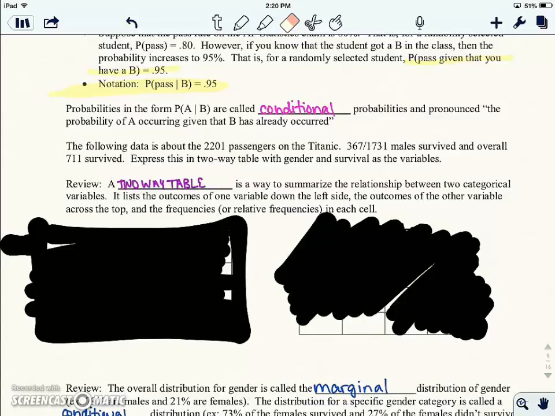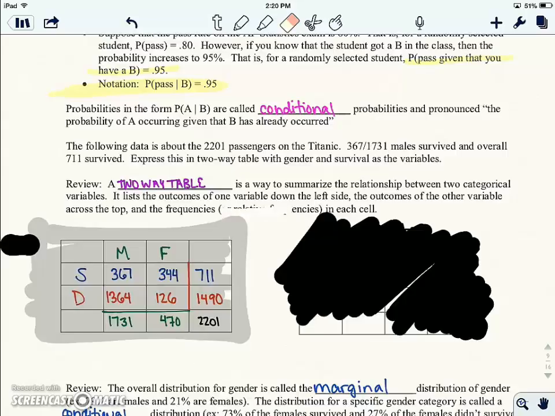Reminder, a two-way table is a way to summarize the relationship between two categorical variables. It lists the outcomes of one variable down the left side and the outcomes of the other variable across the top, and the frequencies, or relative frequencies, in each cell. Okay, and so I've done that here.